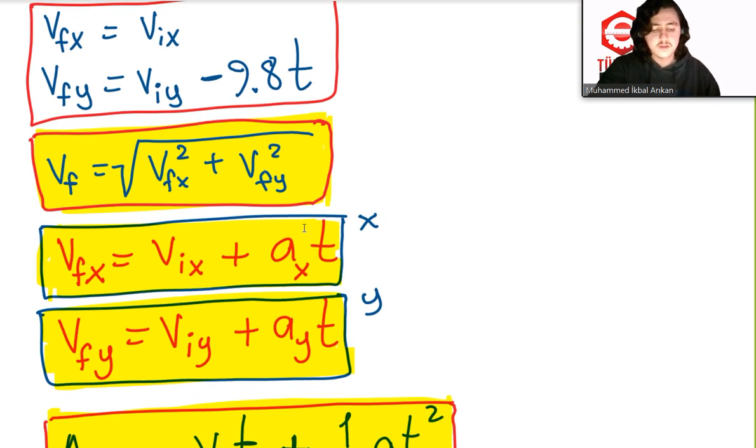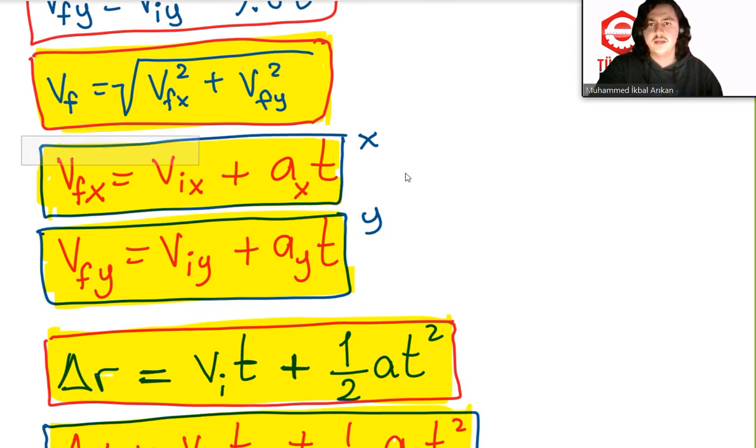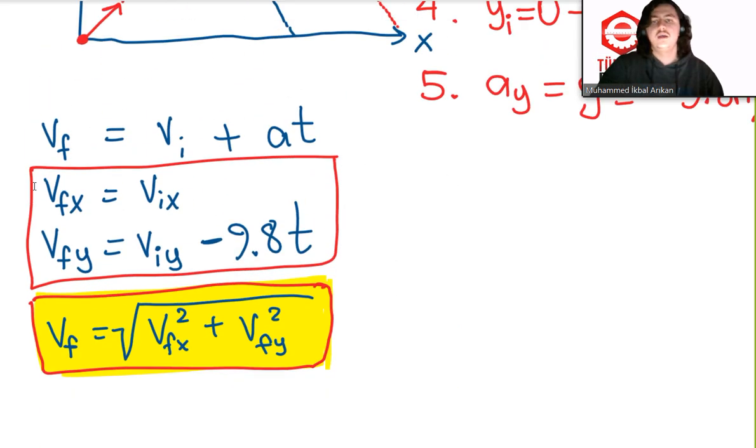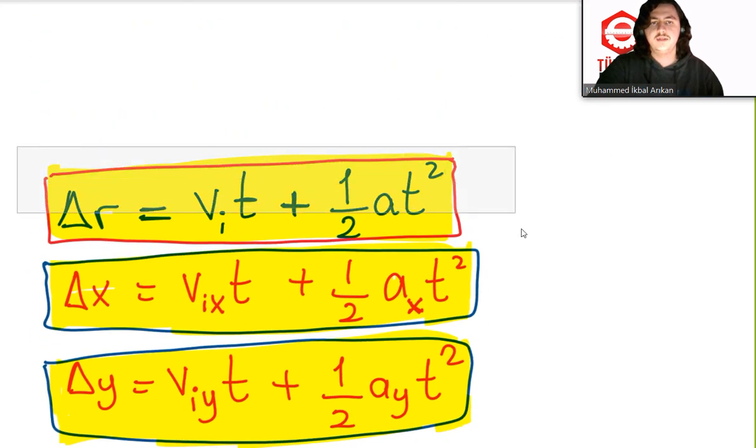Okay, so these ones actually I put, so I will just erase it. Okay, here I have just three formulas for now, and I will take this one.